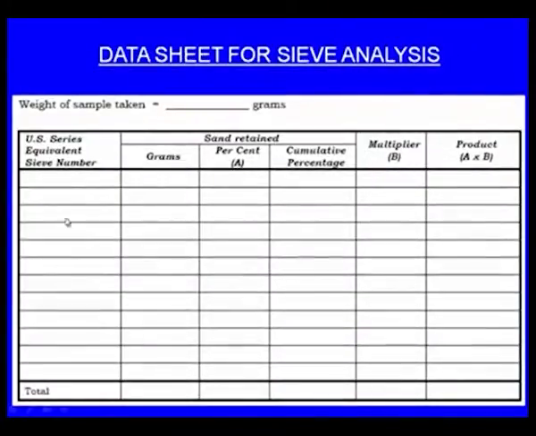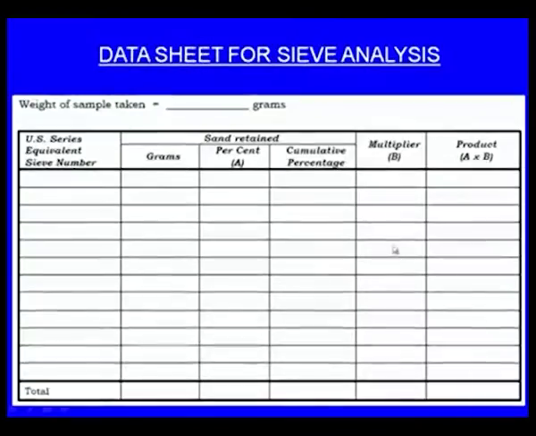So, this is the data sheet for the sieve analysis, right. Here we can see each sieve has been given a specific number. The sand which we initially dropped, and the percentage, we have to enter here. Next is the cumulative percentage, and for each sieve there will be a multiplier. After that there will be a product of A and B, meaning the percentage collection of the sand in each sieve multiplied by the multiplier. This is the product A into B.